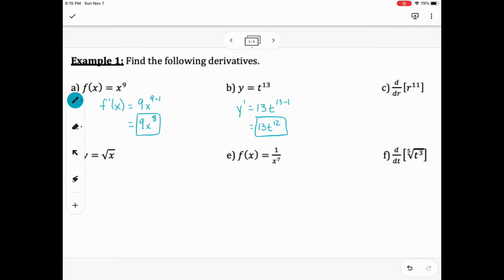For letter C, we're taking the derivative with respect to r. So then the 11 gets moved down, or out front of our r, and then the 11 becomes 1 less. So we have 11r to the 10th.